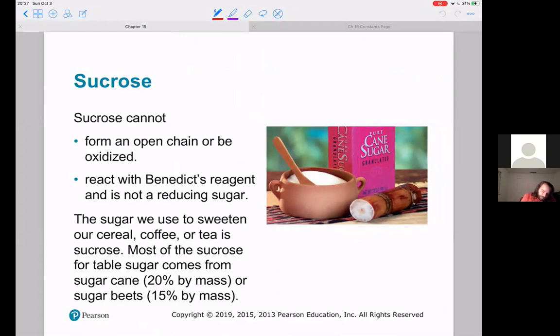Yeah, so this is saying exactly what I just said. Cannot be oxidized using Benedict's reagents. And really what it means is that there's not an anomeric hydroxyl group on any anomeric carbon, so it's not in equilibrium with its open chain form at all. It's locked into those two closed chain forms. Table sugar is sucrose.